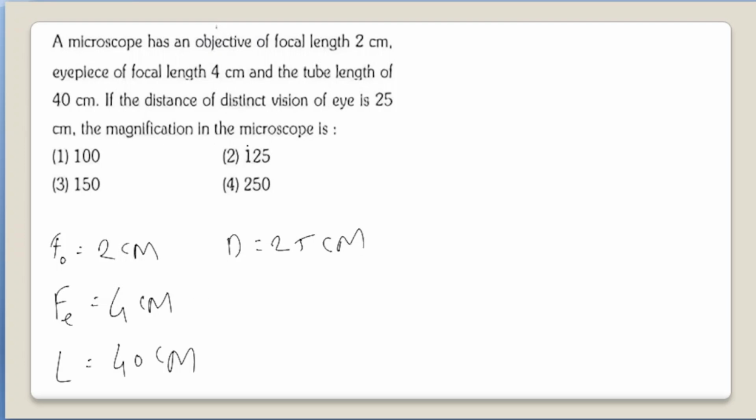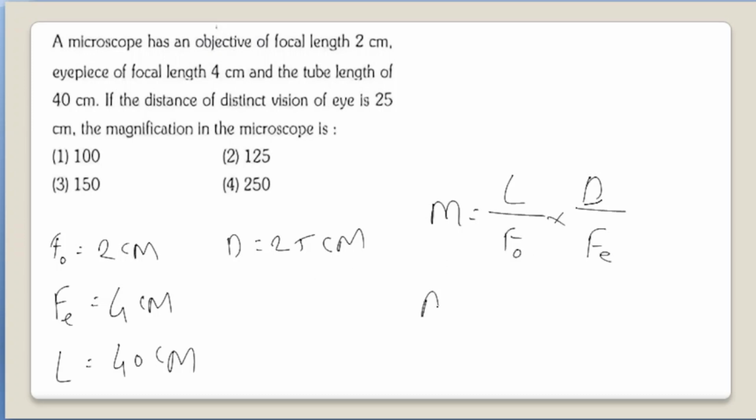So magnification of the microscope, they have asked us magnification, so that is m equal to, we have the formula for this: L divided by f0 into D divided by fe, that is focal length of eyepiece.